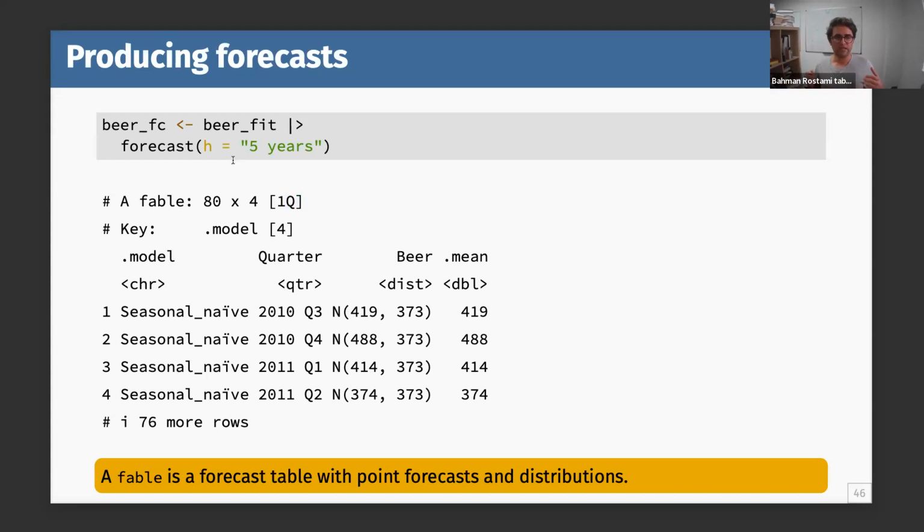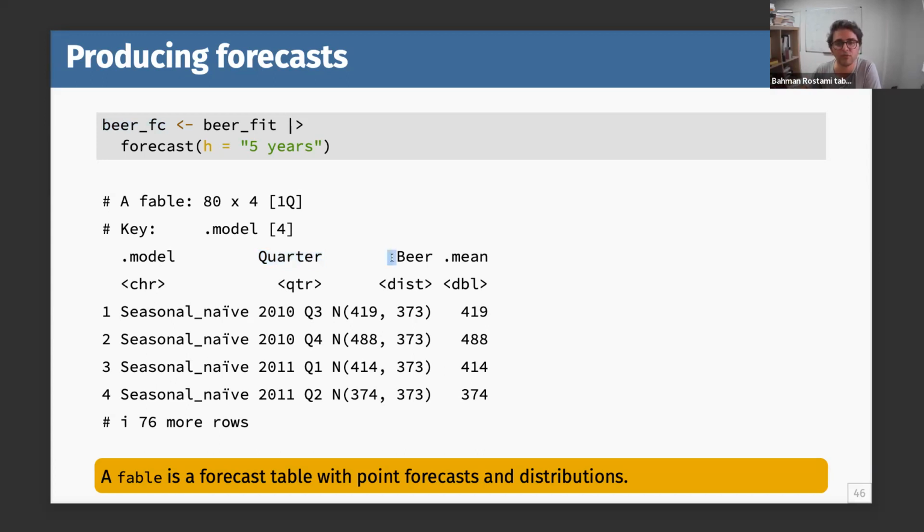Now here are some really important things as well. What we see inside the beer fit is something we call a forecast table. It is like a table, as you can see, with rows and columns, or a fable. So fable is the object that we see here. Here we have a column called .model that corresponds to the list of the models that we specified and trained. And then you have a column called quarter. This is our index. We had it in the tsibble.